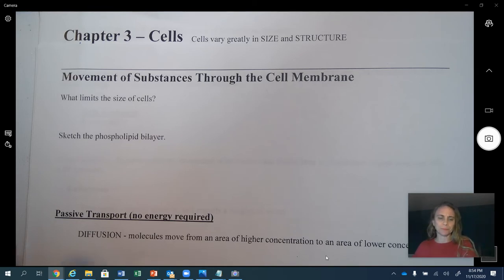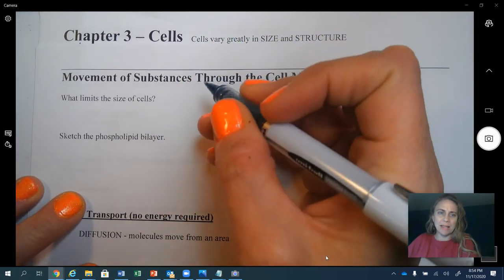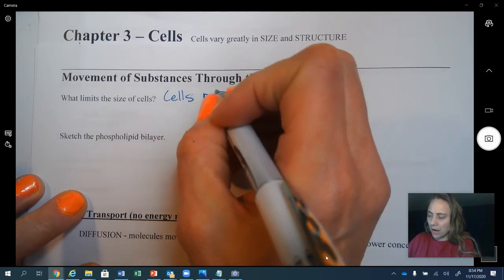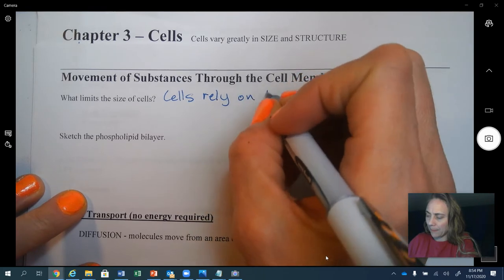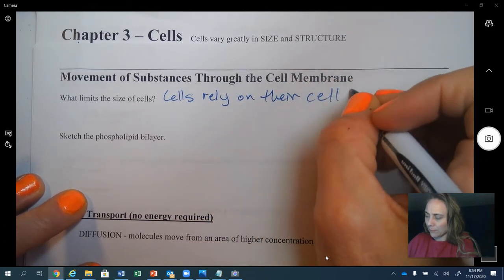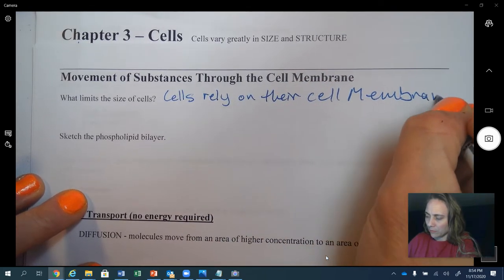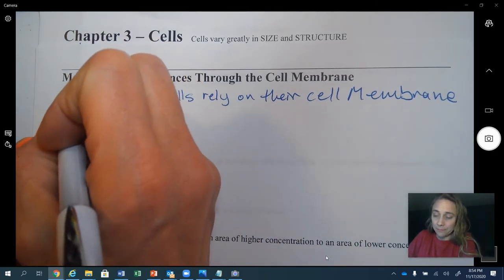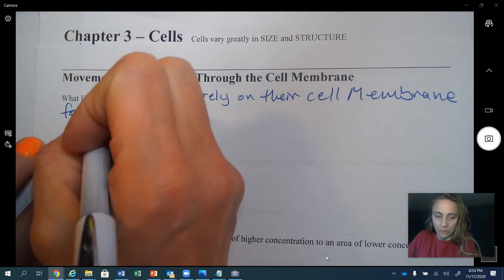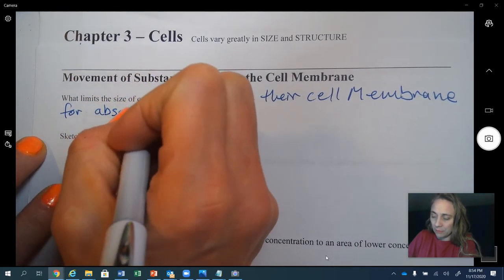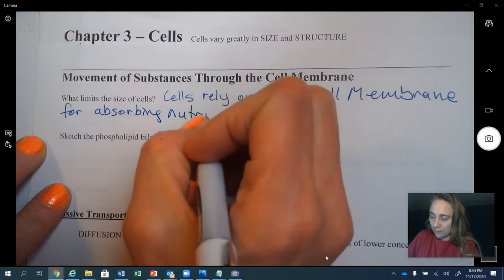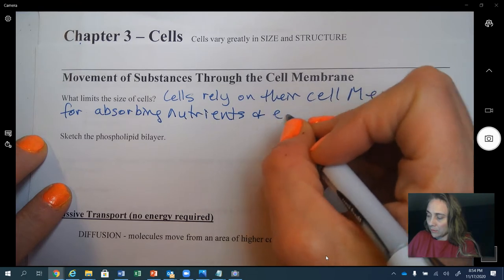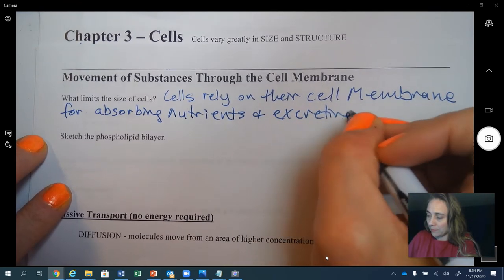So here's why. What limits the size is the fact that cells rely on their cell membrane for absorbing appropriate amounts of nutrition or nutrients and getting rid of waste. So we say excreting waste.